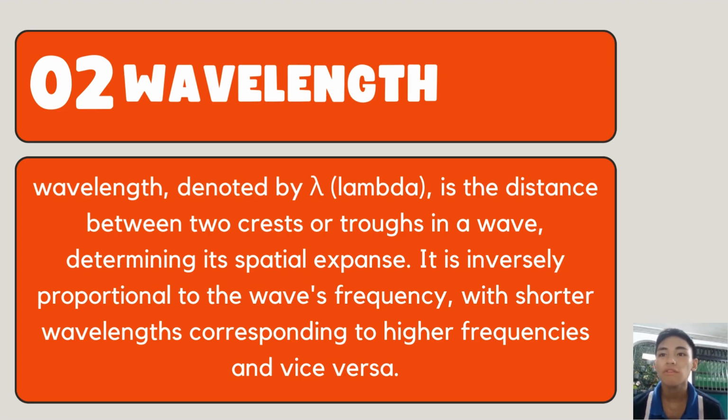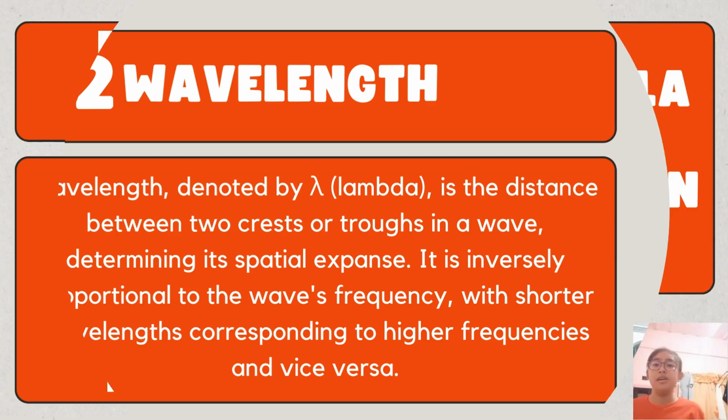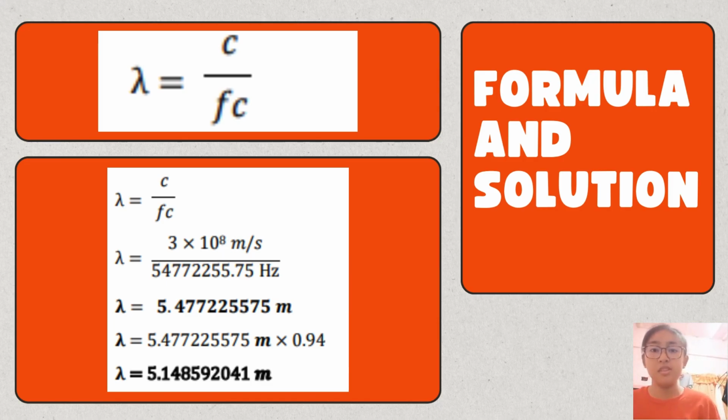Let's begin. The value of speed of light is 3 multiplied by 10 raised to 8 meters per second, divided by 5477255.75 hertz, is equal to 5.477255.75. This answer will then be multiplied to 0.94, and our final answer is 5.148592041 meters.